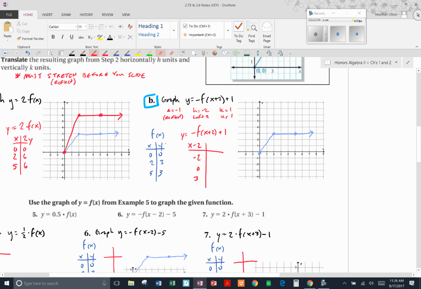Now I'm going to take my y values and multiply them by negative 1 because of the a value, and I'm also going to add 1 because of the k value. So let's do that here, and I'm going to write it as well. Negative y plus 1. Because of your order of operations, you are going to be taking care of the reflection before you take care of the addition, or the sliding. So let's multiply these all by negative 1 and add 1. So 0 times negative 1 is 0, plus 1 is 1. And we'll have negative 3 plus 1 and negative 3 plus 1, so these are each going to be negative 2.